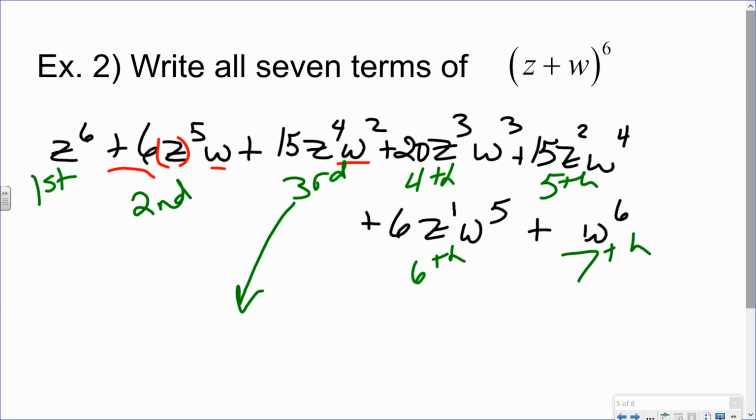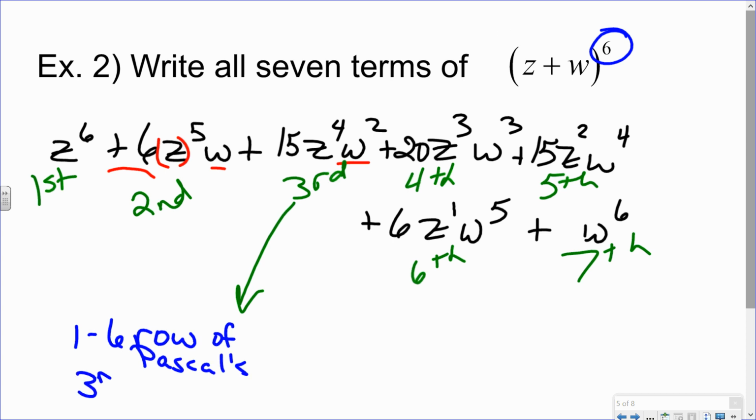So let's start off by taking a look at this 3rd term right here. And let's see if we can figure out how we come up with that. I think it's pretty easy to say that the coefficient is just going to come from Pascal's triangle. So for the coefficient, we're going to say, oh, which row do we need? So in this case, we need the 1/6 row of Pascal's triangle. And if we want the third term, we just need the third number in that row.